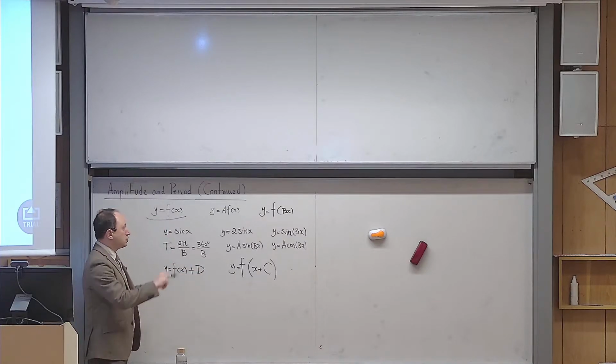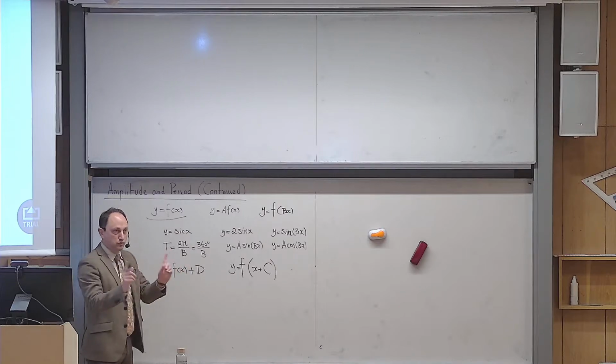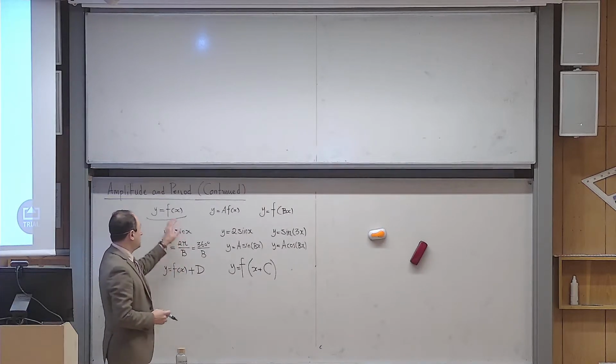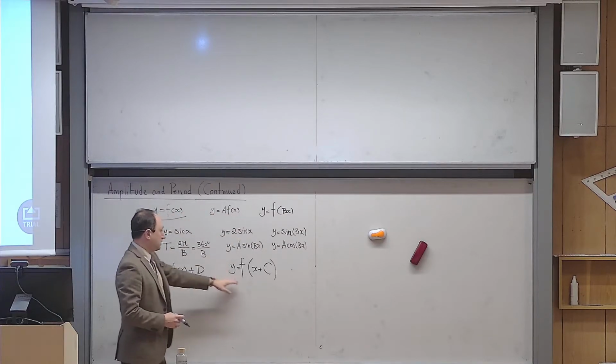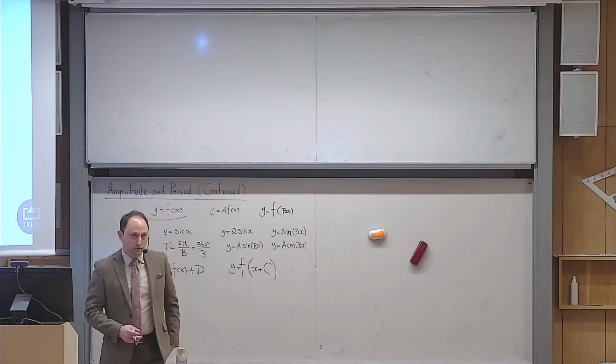Okay? And then of course we can combine all these 4 into one single formula. I can multiply the function, I can multiply the x value, I can add a number to the function, I can add a number to x simultaneously. Okay?